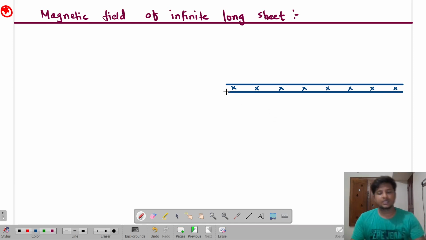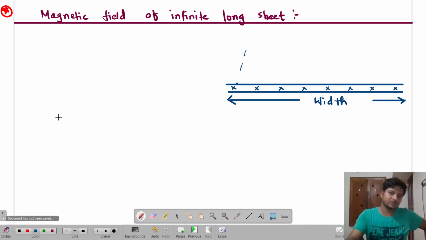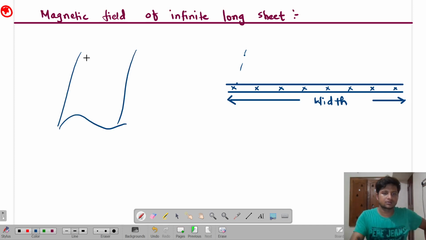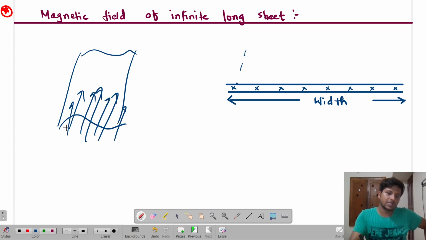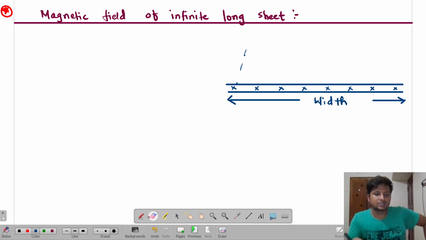Now see, this is an infinite long sheet. I'm considering the side view of it. This is the width part which I'm considering, and current is flowing in this way through the sheet. I'm looking at the thickness, inside which the current is flowing. Let's suppose the width of the material is given to you.